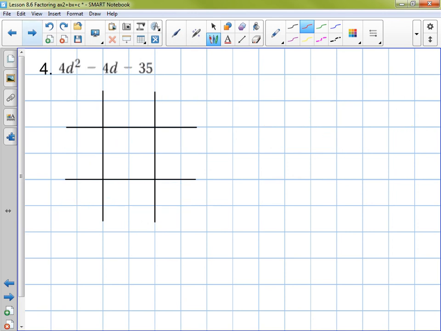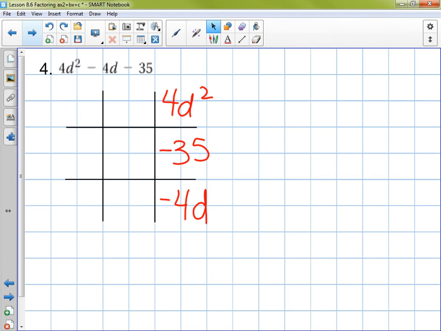Okay, fourth problem. Again, I suggest that you preload the last column, 4d squared, that's the first term. Last term is negative 35. Middle term is negative 4d. And you might want to hit the pause button now and try it by yourself, and then resume when you're ready to see the solution.